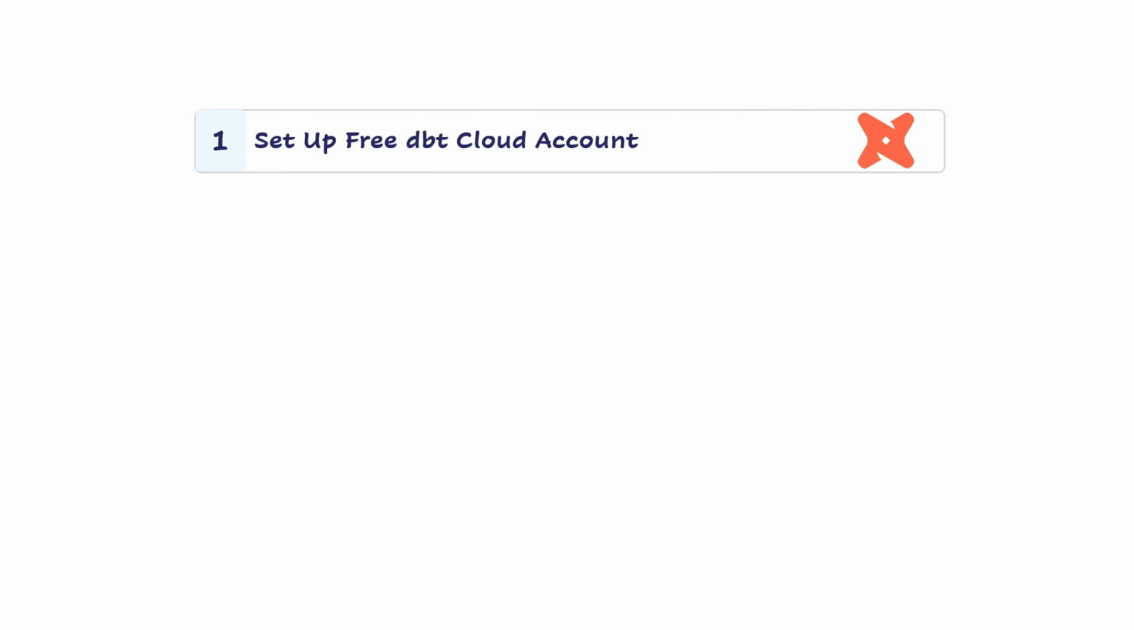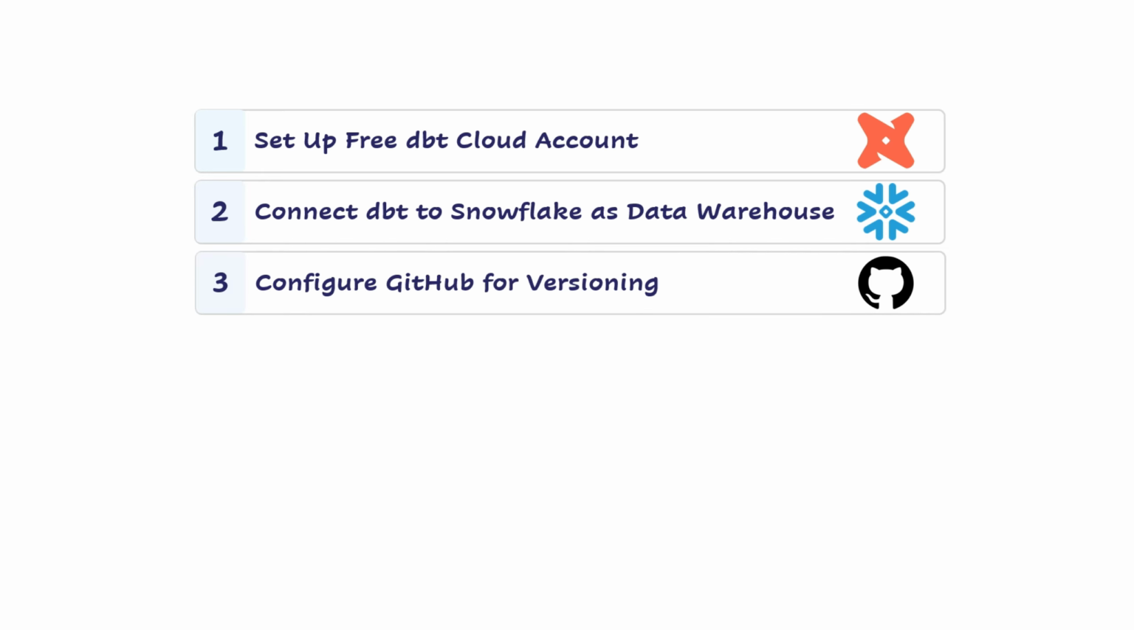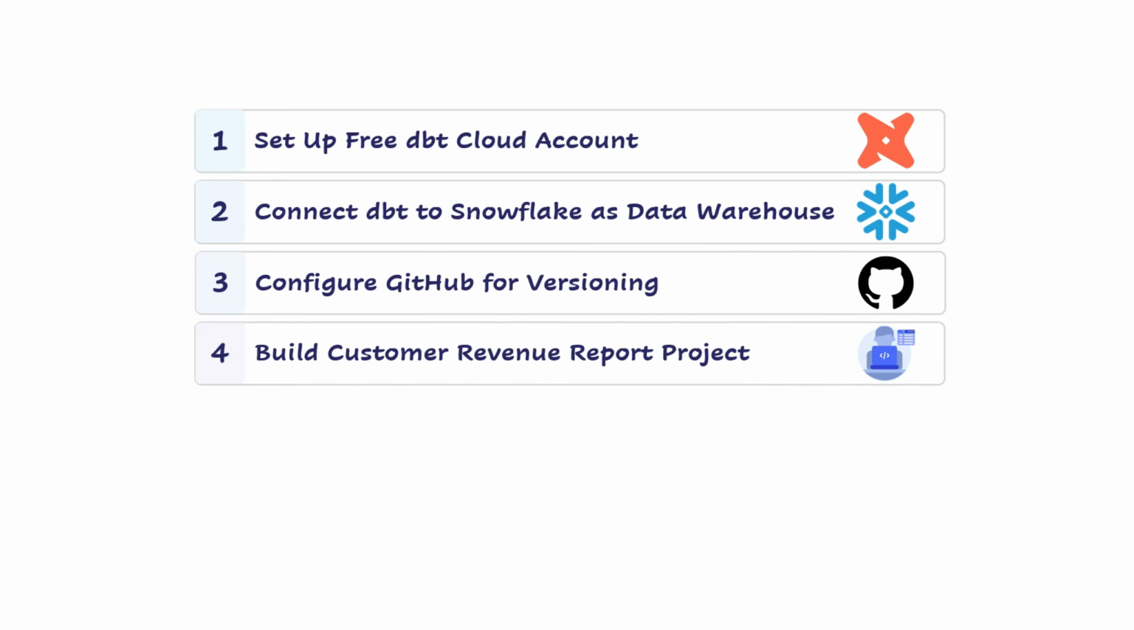In this video, I'll show you how to set up a free dbt cloud account. Connect it to Snowflake, which will serve as the data warehouse where transformations will run. Configure GitHub to version control your code. Then, we'll build a small dbt project together for something practical like a customer revenue report. We'll see how to write models in SQL, test them, and commit our changes to the GitHub repository.